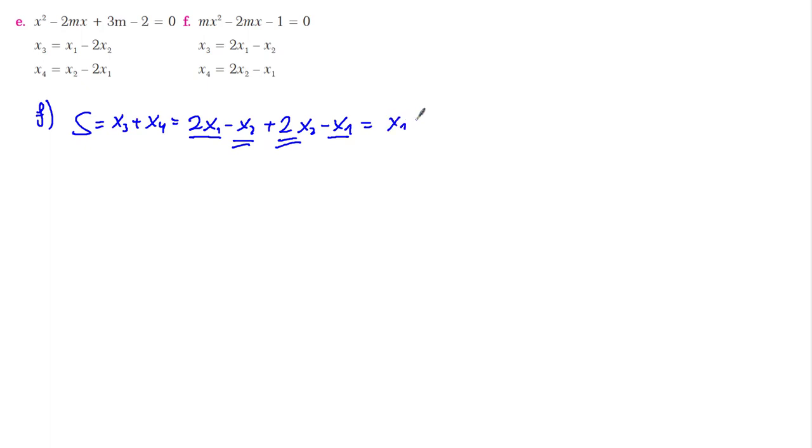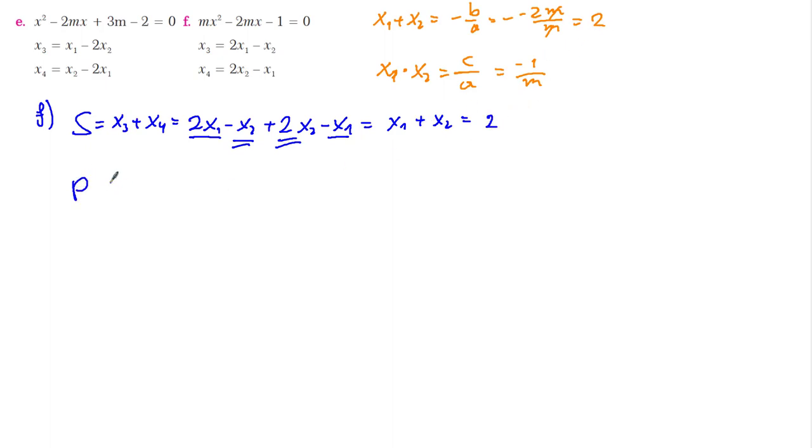2x1 minus x1, it's just x1 plus x2. Oh, it's the same like here. So from Vieta's formulas, what do we have? We have x1 plus x2 would be minus b over a, minus negative 2m over m. So negative, negative will make it positive, so just 2. And x1 times x2 would be c over a. That's -1 over m. So in our case here, x1 plus x2, we found it is just 2.